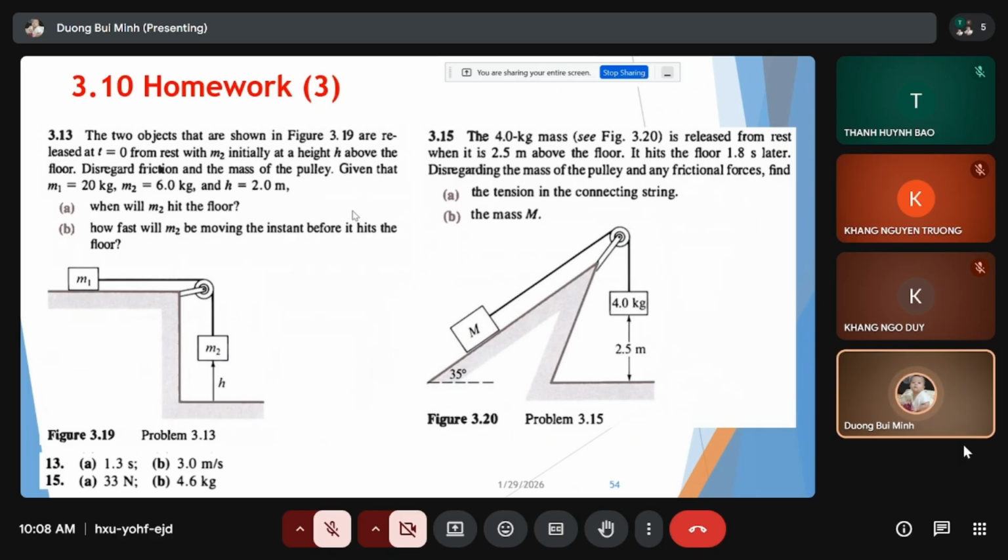You just bring hand calculators and don't bring any documents or any papers. Okay, just answer for yourself.